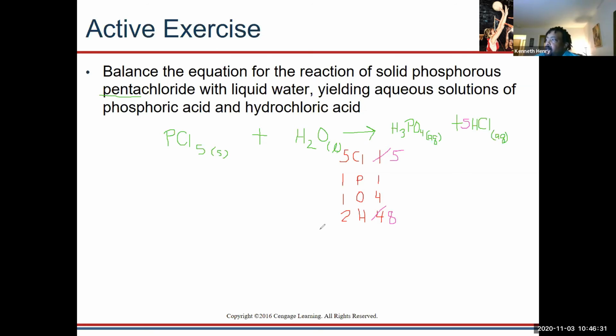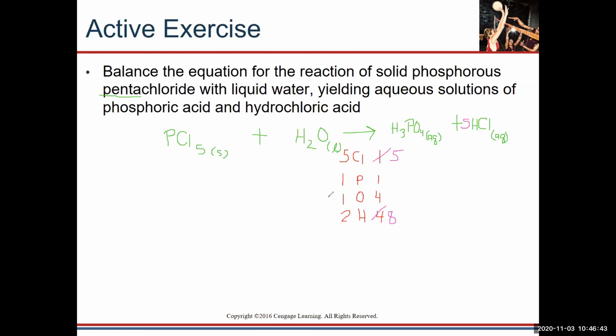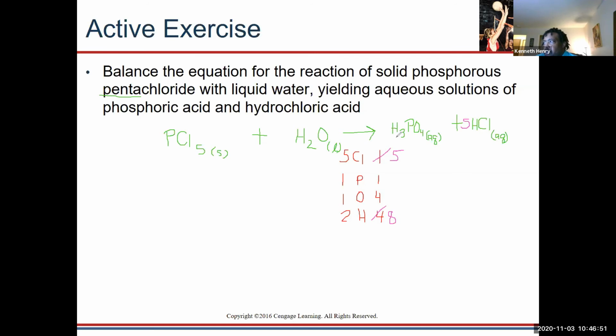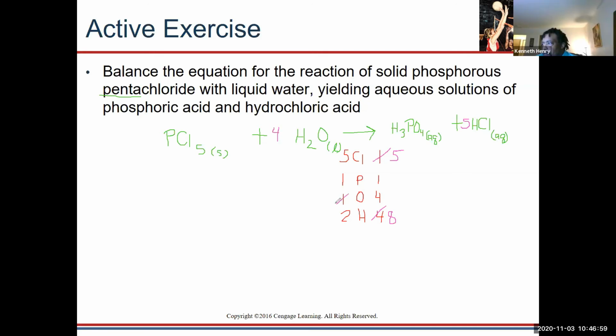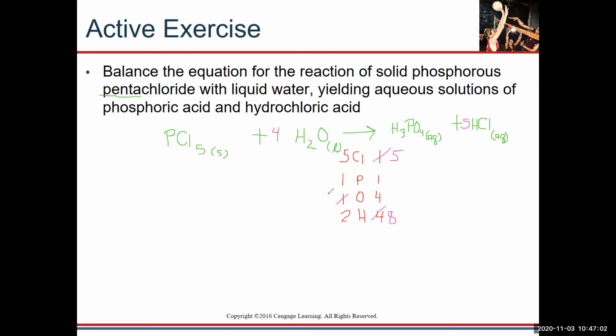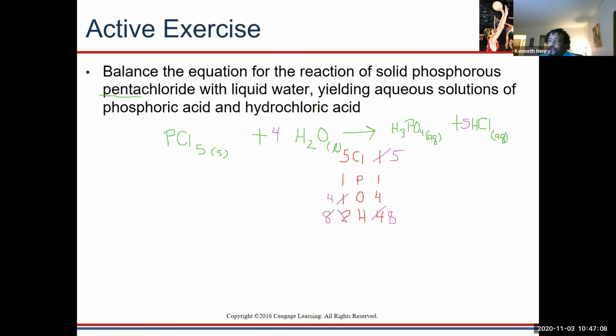Okay. So is that balanced? So chlorines are balanced, the phosphorus are balanced. What about these oxygens? Are they balanced? No. Okay, so what do I need to do to balance my oxygens? I have 1 on the reactant side and 4 on the product side. Multiply H2O by 4. So then that gives me how many oxygens? 4. How many hydrogens? 8. Are we balanced now? Yep. Piece of cake?